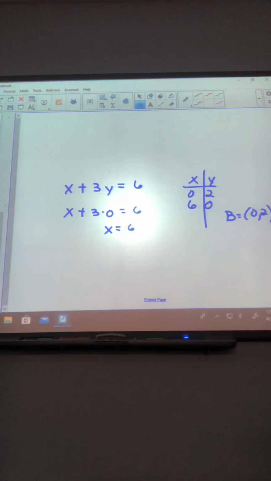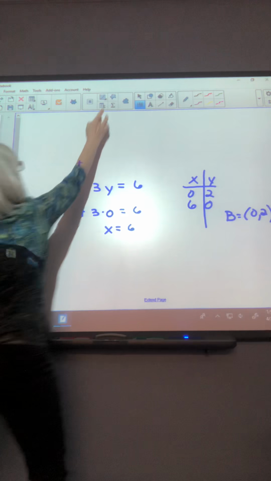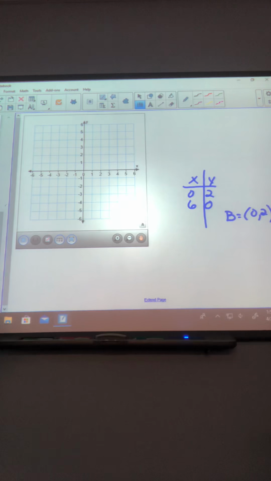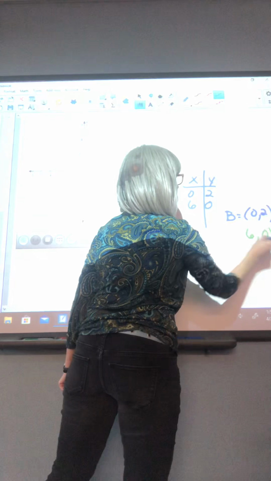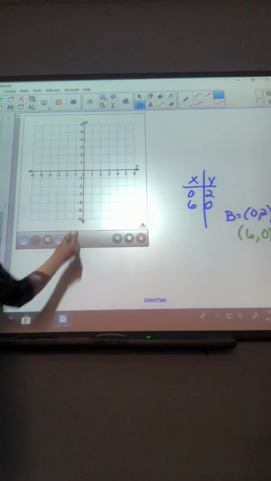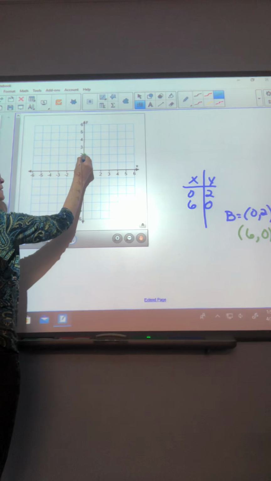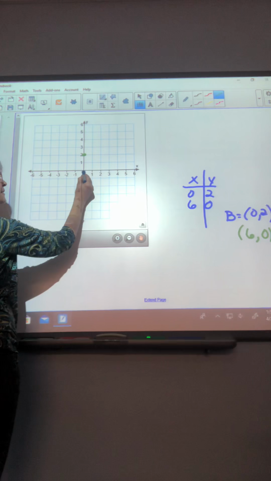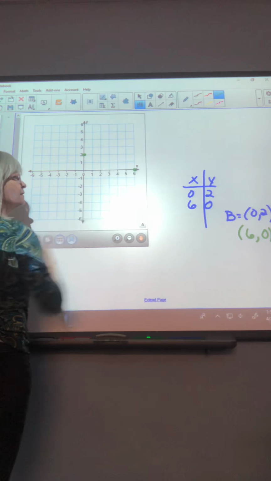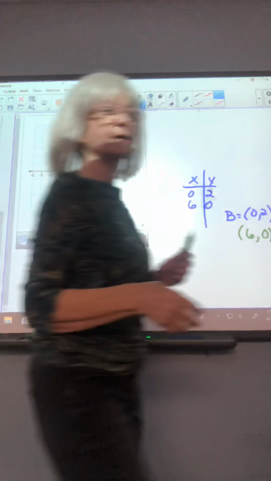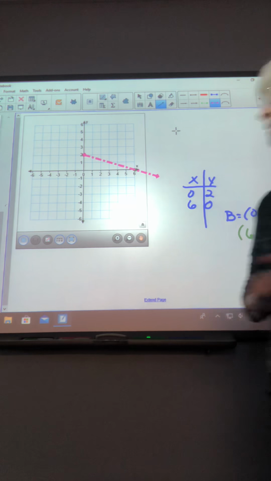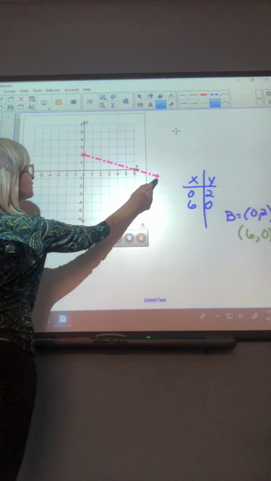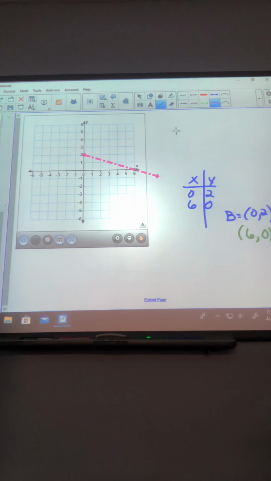Okay, and so now we can bring down a graph. So our two intercepts were 0, 2 and 6, 0. So we'll start with 0, 2, the y-intercept, and then the x-intercept is 6, 0. So we have our 2 points, and I'll go ahead and graph those. You can also see that this is falling, so the slope is negative.